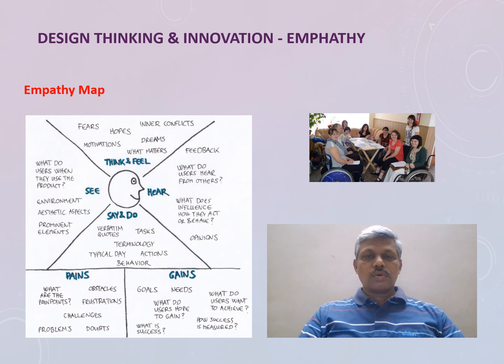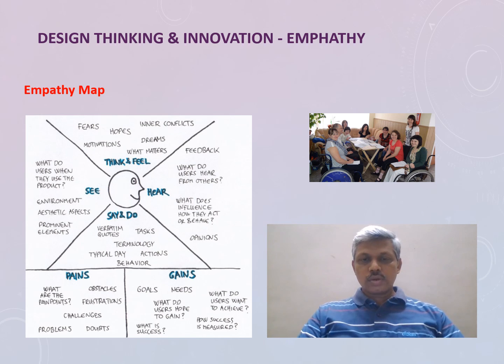And in see: what they feel is most important, the environment they look at particularly, and the aesthetic aspects, how much importance they give to the aesthetics of the issues, environment or products we're concentrating on, and the prominent elements in the visual domain are to be captured. Like this, in each quadrant we can frame certain aspects according to the requirement of the problem, and we need to capture it for each of the individuals.